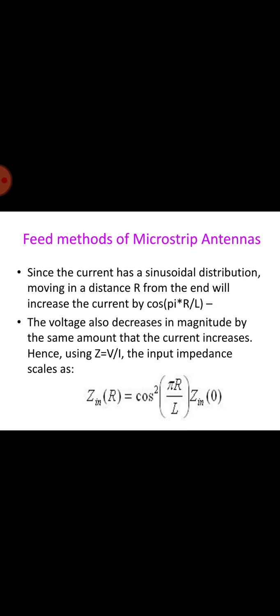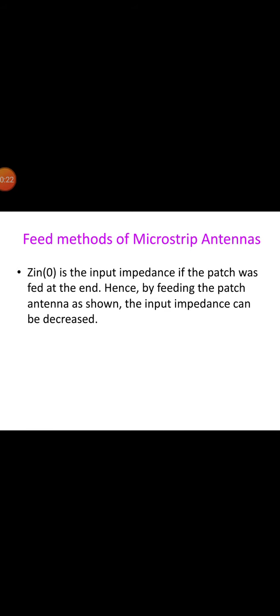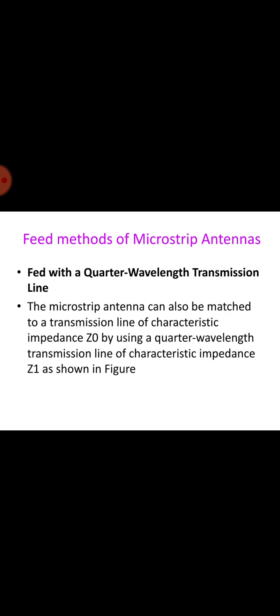Since the current has a sinusoidal distribution, moving in a distance R from the end will change the current by cos(πR/L). The voltage also decreases in magnitude by the same amount that the current decreases, and hence using Z = V/I, the input impedance can be written as Z(R) = cos²(πR/L) × Z0. Z0 is the input impedance if the patch was fed at the end. Hence, by feeding the patch antenna as shown in this figure, the input impedance can be decreased.